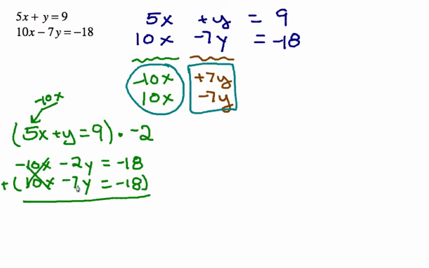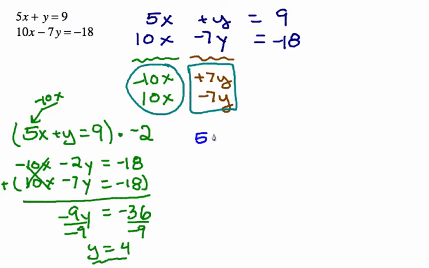Negative 2y minus 7y is negative 9y. And negative 18 plus negative 18 gets us negative 36. Dividing by negative 9 on both sides, we get that y equals positive 4. Plugging that back into our original equation, 5x plus 4 equals 9. 5x equals 5 because I've subtracted 4 from both sides. So x must equal 1, dividing by 5 on both sides.